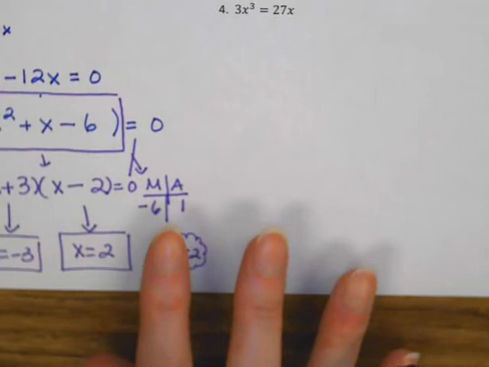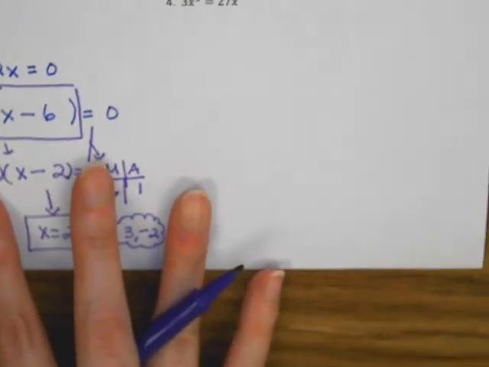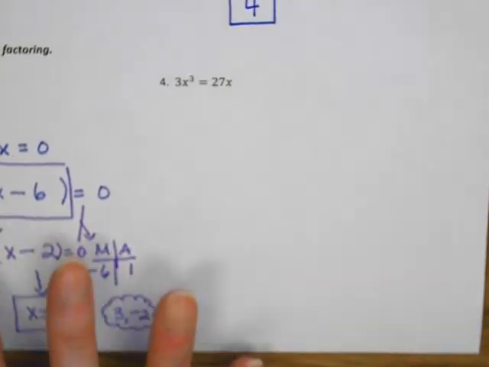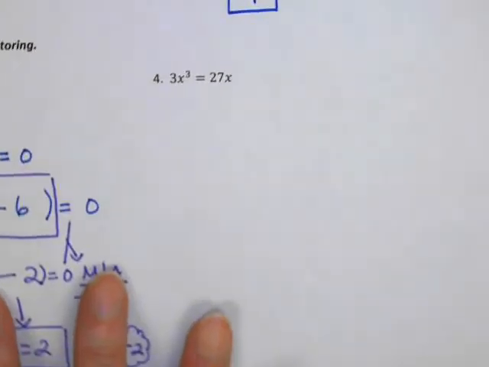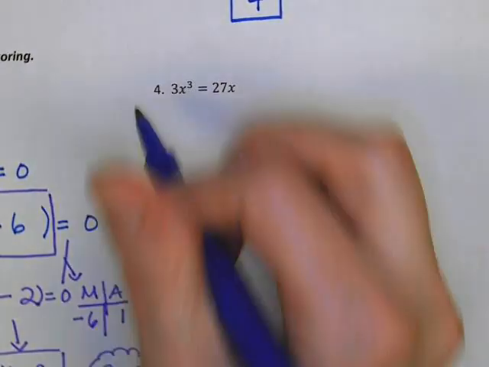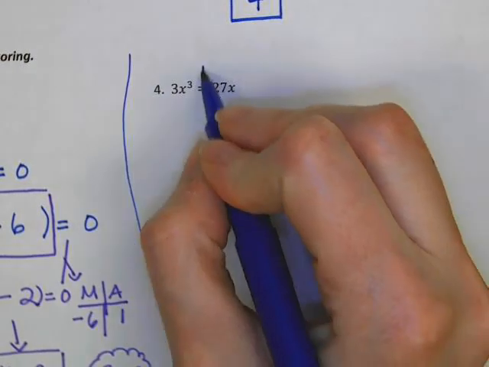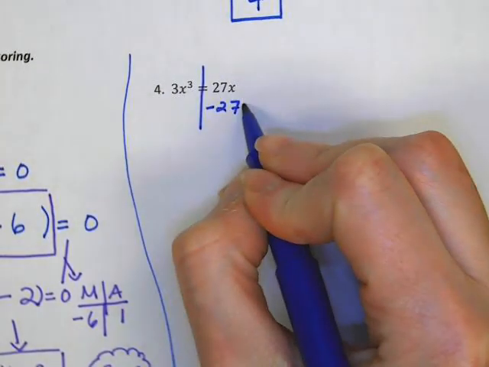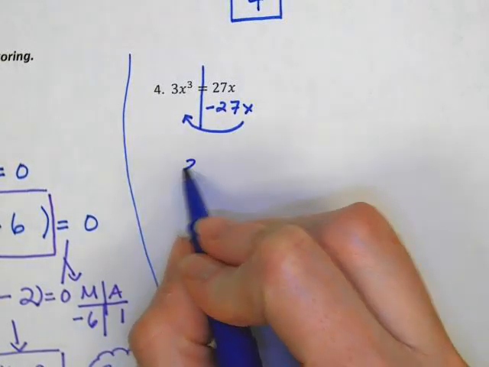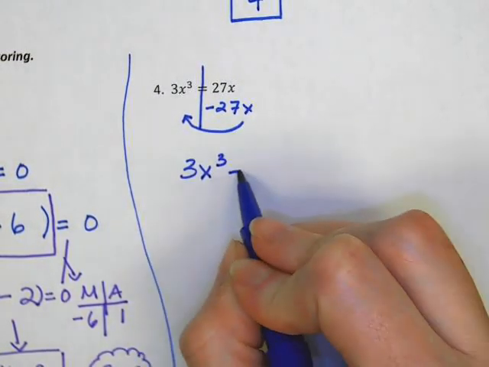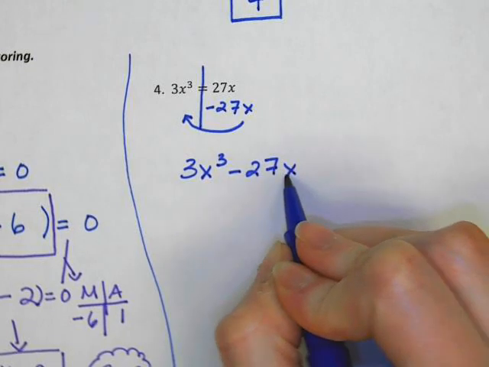All right, on to number 4. Same thing. Before we even think about solving, we need to set it equal to 0. Let me update this a little bit. Okay, so first thing you guys want to do is subtract the 27x over to the other side. Okay, so now we're looking at 3x cubed minus 27x equals 0.